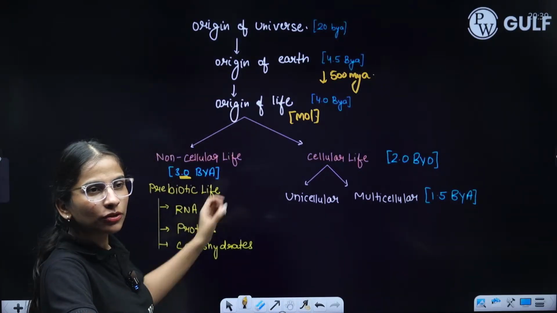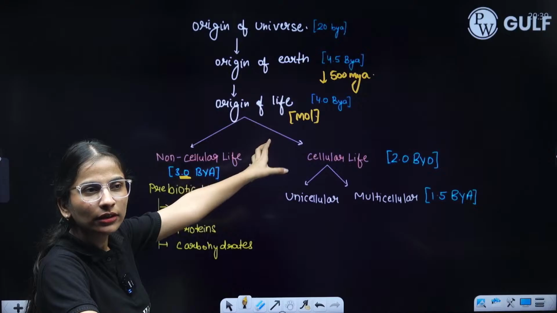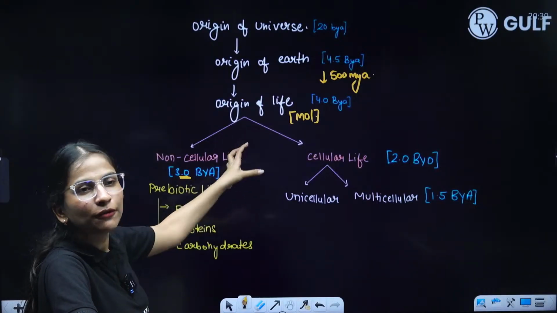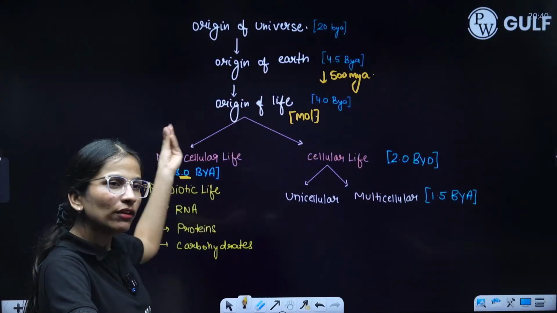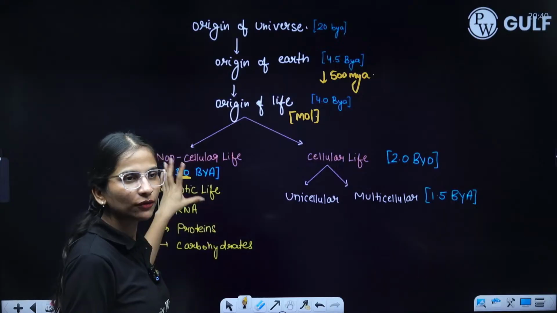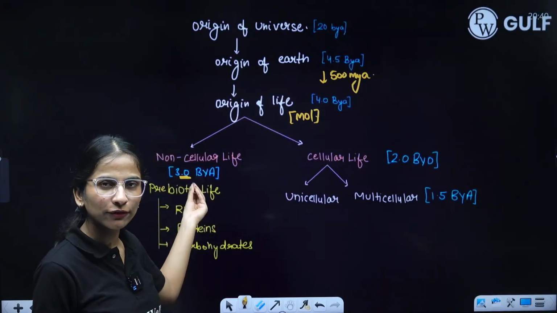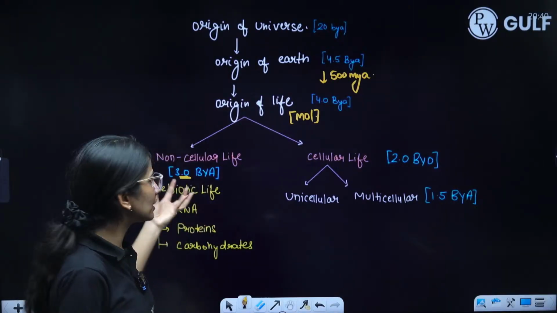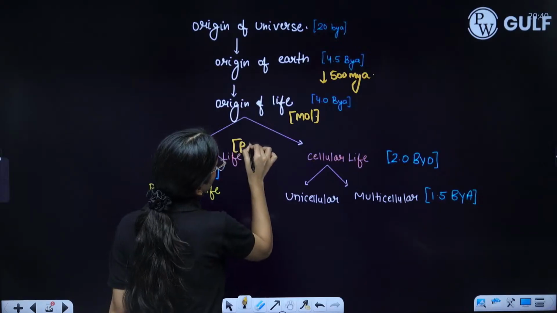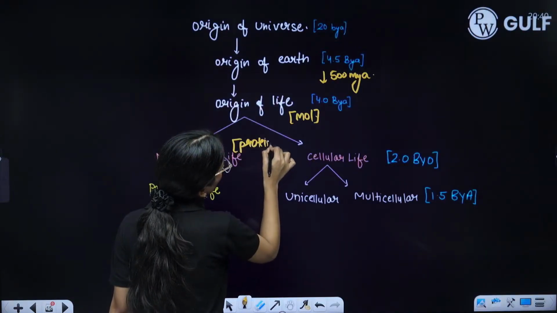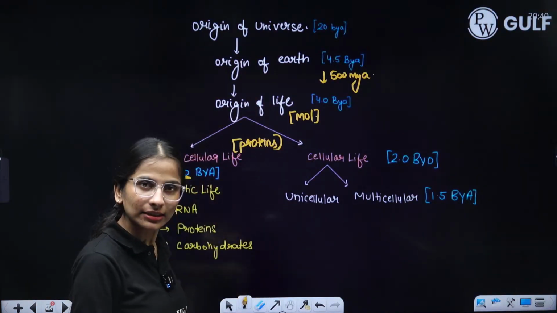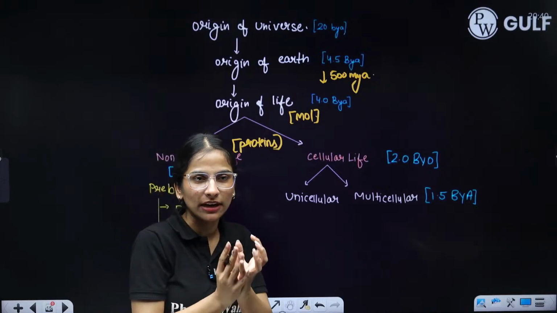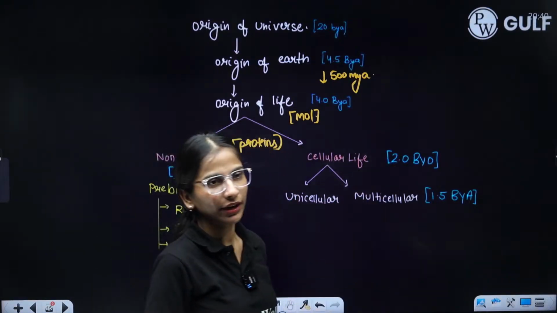We'll see. Okay. So here when we talk about origin of life, it is in a very simple form of molecules. When those molecules interacted with each other, they formed some first non-cellular life form. That means it is still not life, but it is in the form of proteins, amino acids, etc. Now when those proteins and amino acids interacted with each other, they arranged themselves as a cell, then cellular life came into the picture.